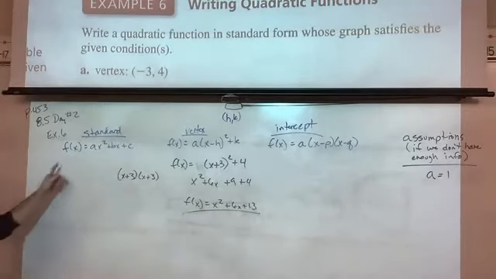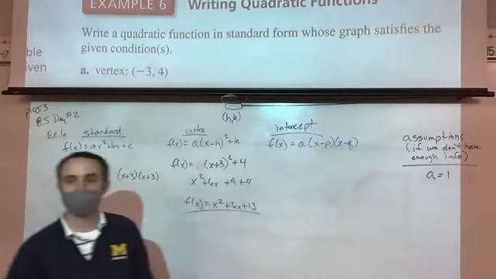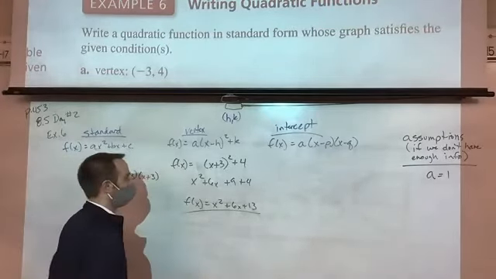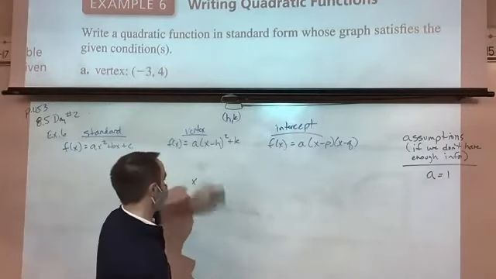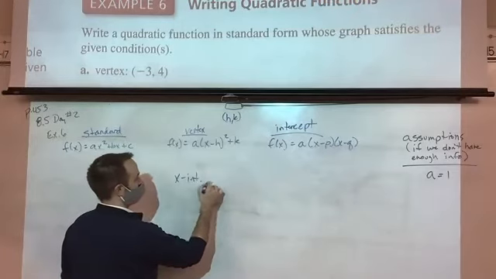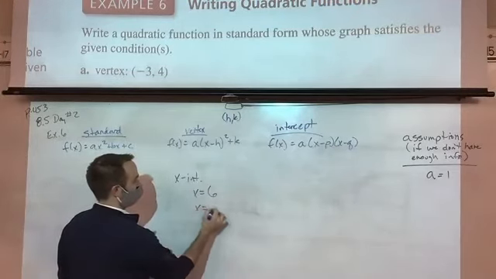How would you get the standard form from intercept? Just FOIL. Yeah, we'll take a look at that next. We have to FOIL those two parentheses. All right, so let's take a look at something like that with our intercepts. Let's say that they tell us that the x-intercepts are 6 and 2.